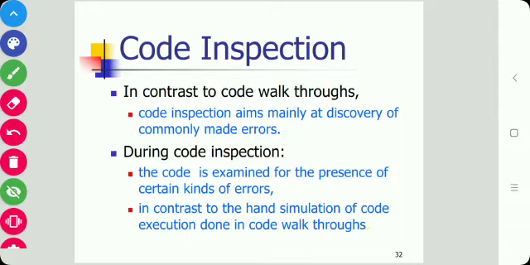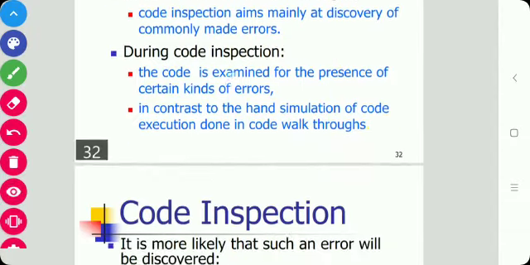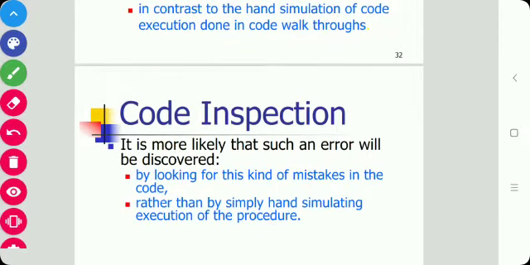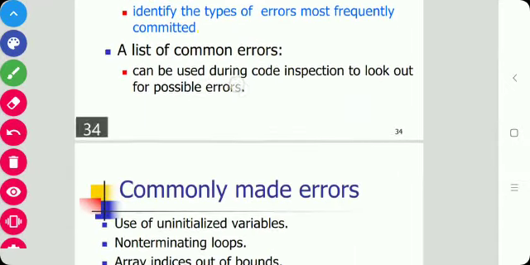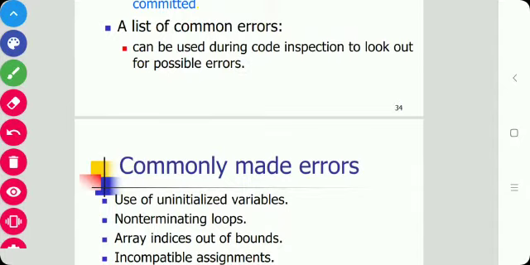And the second thing is, in addition to detecting the commonly made errors, adherence to coding standards is also checked during the code inspection. The common types of classical programming errors made by developers are listed out and checked in the code inspection.